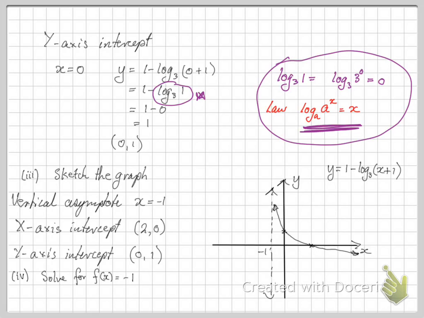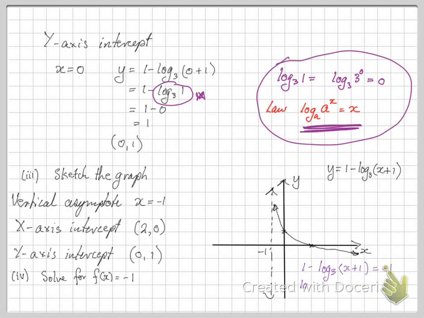Alright, part 4, solve for f(x) equals minus 1. I'm going to try to squeeze this in down the bottom here. Maybe I'll do it in a different colour. We want to solve for 1 minus log to base 3 of x plus 1 is equal to minus 1. I'm finding that hard to see, just give me a minute. Alright, change colour there, that's a bit easier to see.